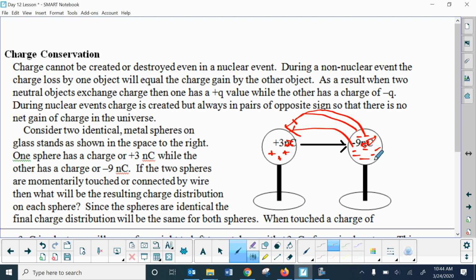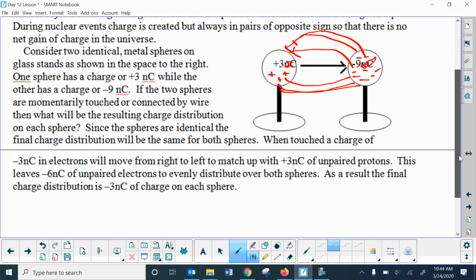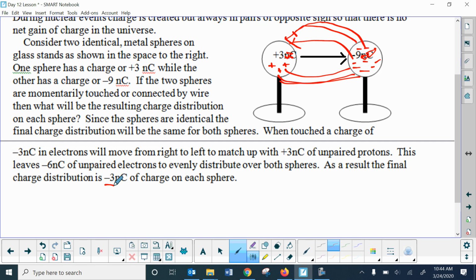So if there's -6 over here, that's still not going to be balanced because you would have 0 and -6. So it's going to continue to send more electrons from one to the other. So we're going to keep moving electrons, and eventually you would end up with 3 on the left and 3 on the right. So 3 extra electrons here and 3 extra electrons here.